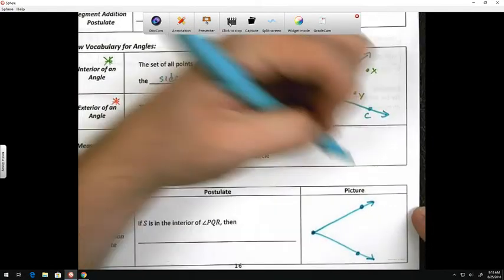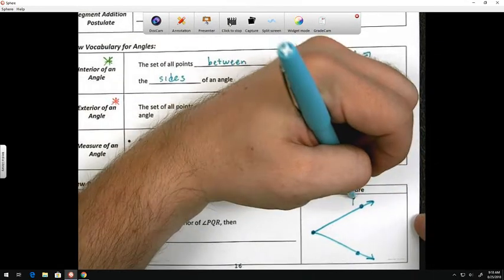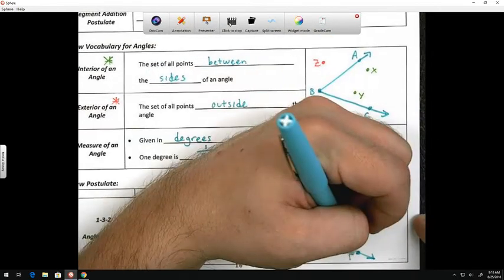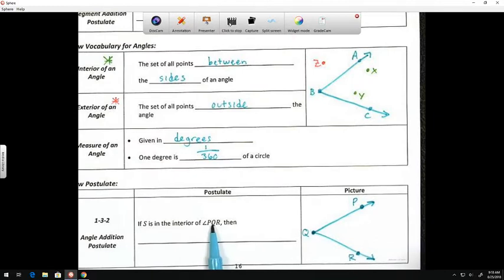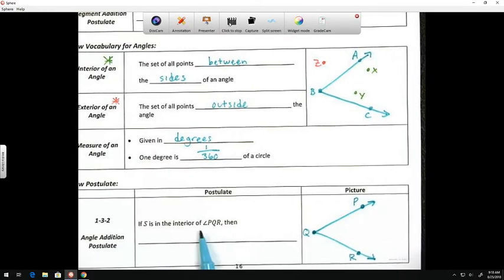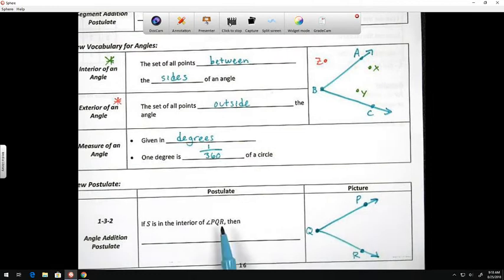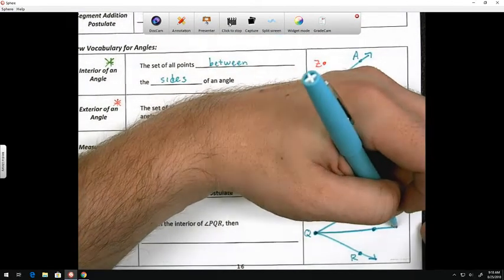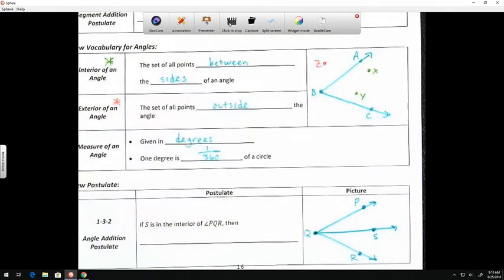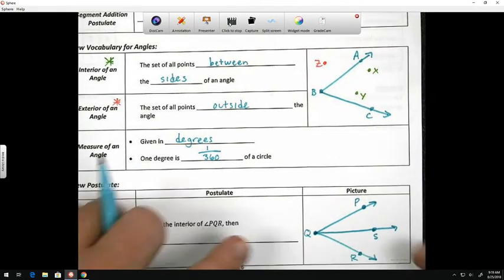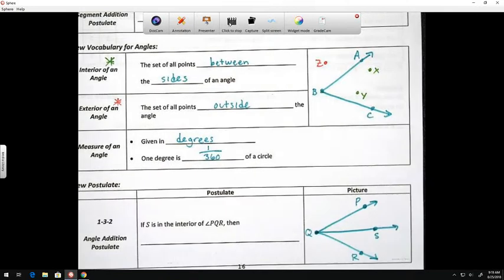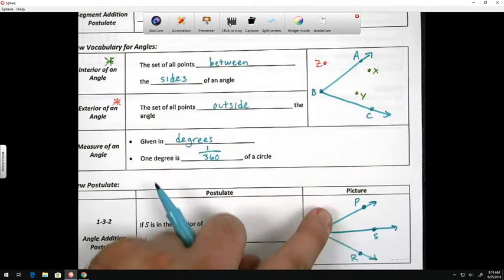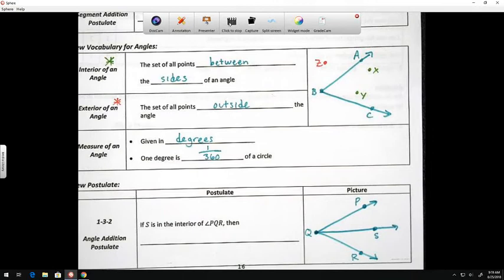So we know our angle is PQR. Hopefully you're all good with that. We know that Q must be the vertex, and then it doesn't really matter where the P and the R go, but Q must be the vertex. Well, it's also saying that S is in the interior, so I'm going to draw a ray through S. And now, hopefully you guys recognize, by me drawing that ray, I just created two angles. I have a part, another part, and together they must equal the whole.